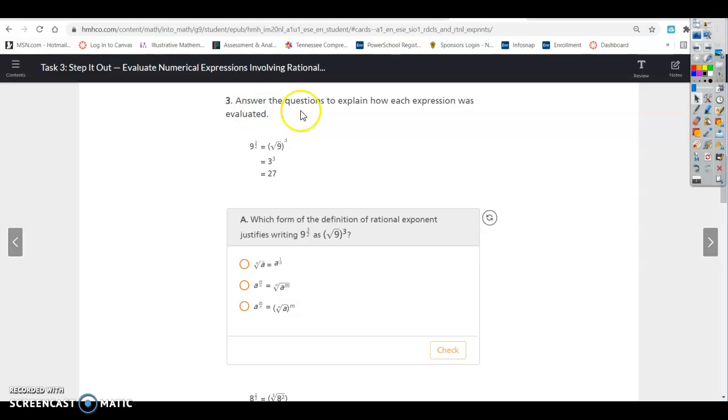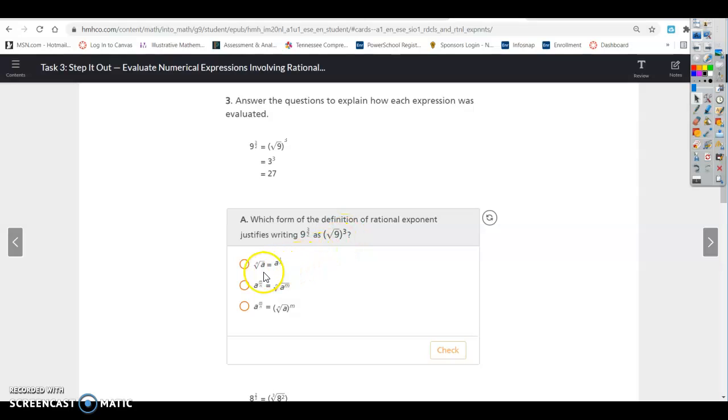All right, it says answer the question to explain how the expression was evaluated. If we have 9 raised to the 3/2 power, that's the same thing as the square root of 9 cubed. Again, the denominator becomes the index, the numerator is the power. Square root of 9 is just 3. 3 cubed is 27. Which form of the definition of rational exponent justifies writing 9 to the 3/2 power as the square root of 9 cubed?